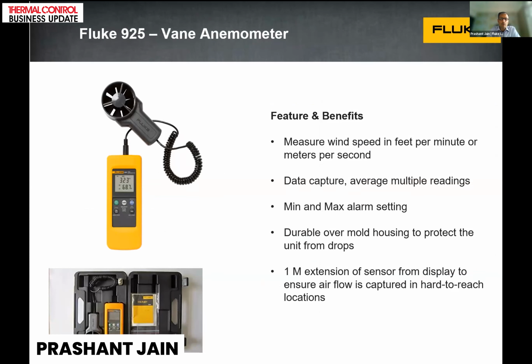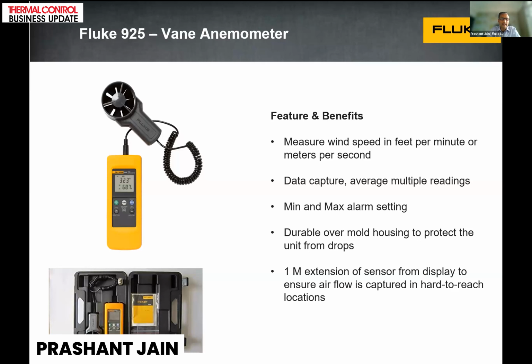Apart from temperature and humidity, we also need to measure the airflow at various places. So here comes the anemometer. It helps us to measure airflow, speed, velocity, as well as temperature of the air. It can capture data and it can record data with min and maximum readings.